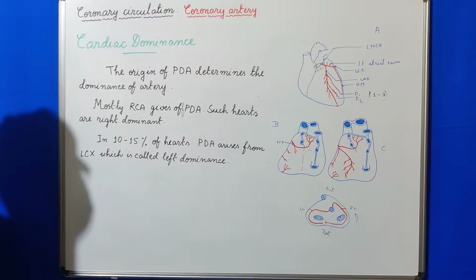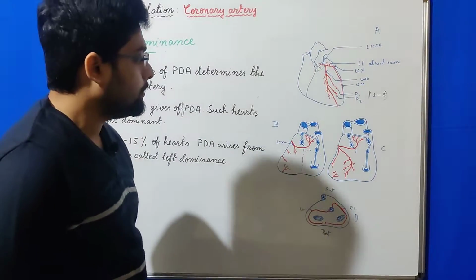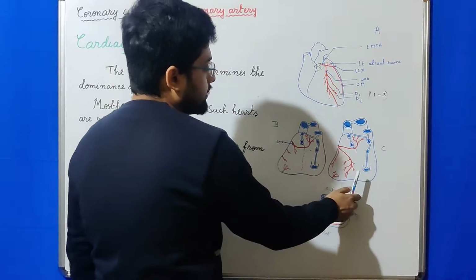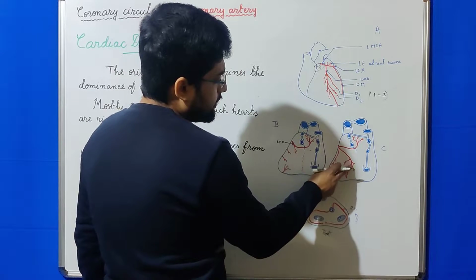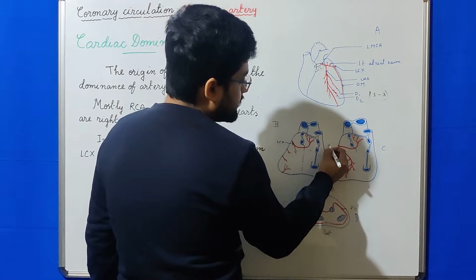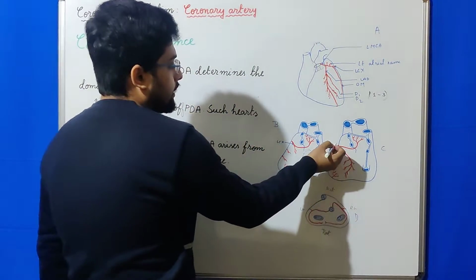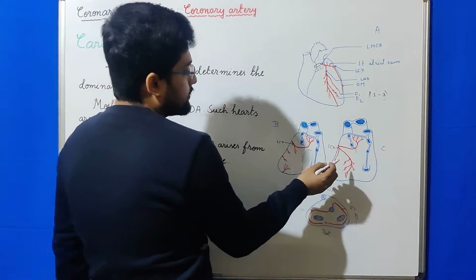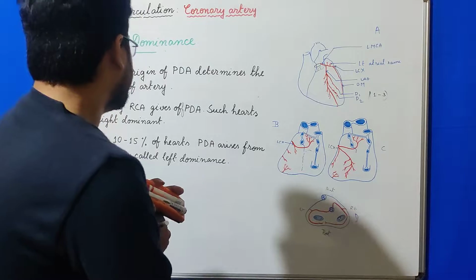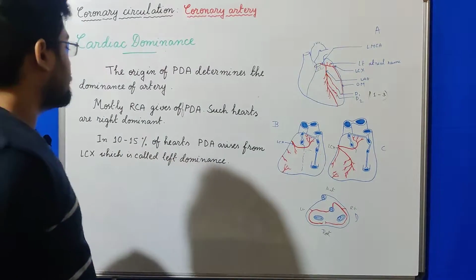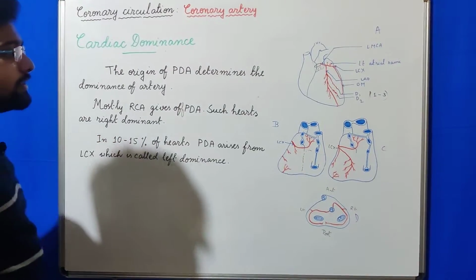In 10 to 15% of hearts, the PDA, the posterior descending artery, arises from the left circumflex branch, which is shown in picture number C. This is the posterior descending artery. This is the LCX branch, which is curving at the left margin. This is the LCX branch from where the PDA has originated. In these cases, the heart is said to be left dominant. Left dominance is usually more frequently seen in males than females.